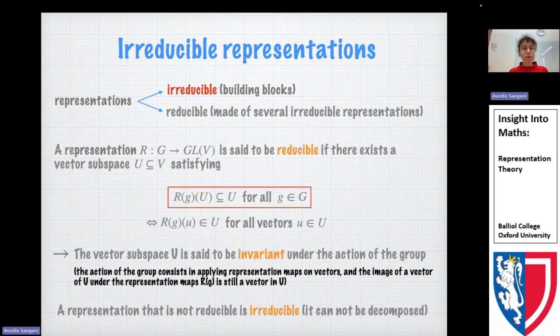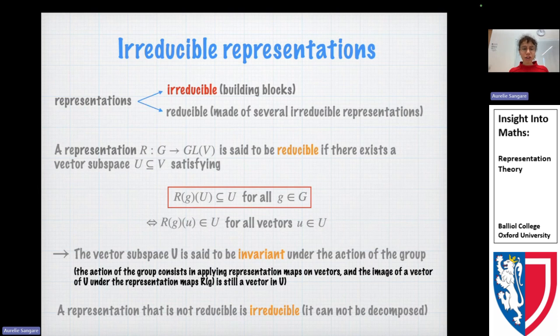But if your representation R is reducible, then there exists at least one vector subspace U, such that if you apply your representation maps on the vectors in U, then what you get, R of G of U, is still in U. And that is exactly what the equation in the red box says. It says that if you apply R of G on your entire vector subspace U, so you apply it on every single vector in U, then you get a space which is a subspace of U. So the elements still belong to U.